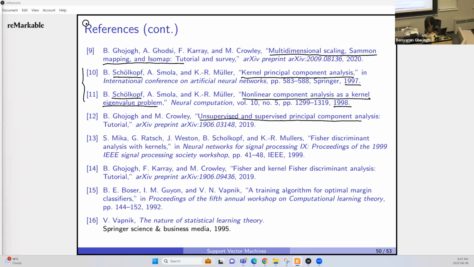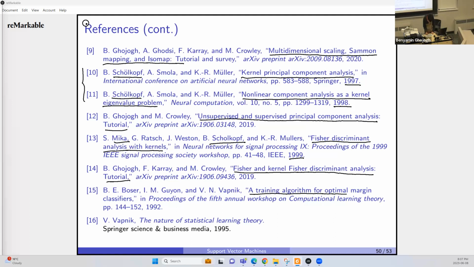Unsupervised and supervised PCA, this is our tutorial on PCA. This is the paper for kernel FDA in 1999 by Mika et al. Also Scholkopf is here, as you see. This is our tutorial paper on FDA, Fisher discriminant analysis and kernel FDA.